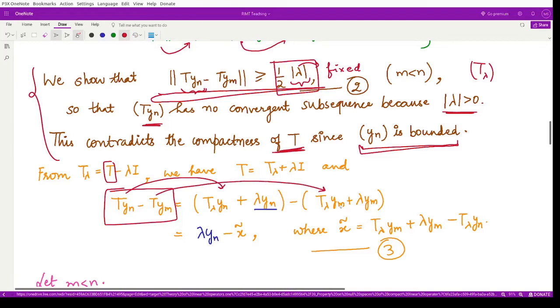So I have clubbed these terms and I am writing this term here, and all other terms I am clubbing as x tilde, right? So what I am left with, T of yn minus T of ym, that is equal to lambda yn minus x tilde. So basically, in order to prove the result, I have to prove that the norm of Tyn minus Tym, that is equal to the norm of lambda yn minus x tilde, is greater than or equal to 1 by 2 times the modulus of lambda. This is what we have to prove.